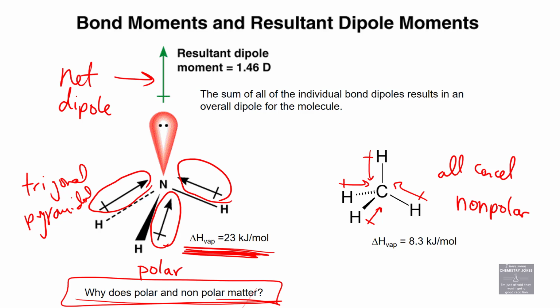So why does polar and nonpolar matter? Delta H of vaporization of 23, delta H of vaporization of 8.3. What is delta H of vaporization? Well, it tells you the physical properties of polar and nonpolar molecules are different. Something that is polar has a higher delta H of vaporization. It means it's harder to get into the gas phase. It takes more energy to get this polar molecule into the gas phase than it does this nonpolar molecule. The boiling point of this nonpolar molecule that has a similar molar mass is going to be smaller than the boiling point of this polar molecule.